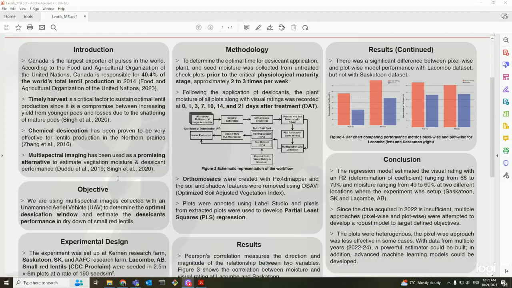In this study, we are trying to achieve two objectives. The first objective is to see if we could estimate the moisture content from multispectral UAV images, based on which we will be giving the farmers an optimal desiccation window at which they can spray the desiccants. In addition, we are also trying to see if we could estimate the desiccants' performance in drying down the small red lentils variety.